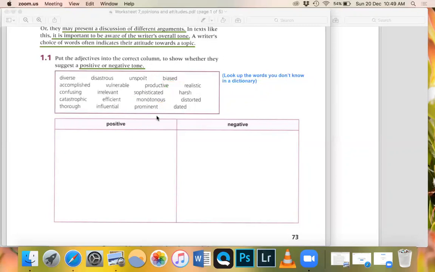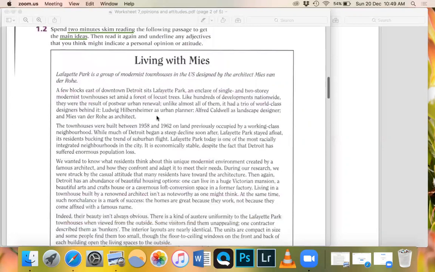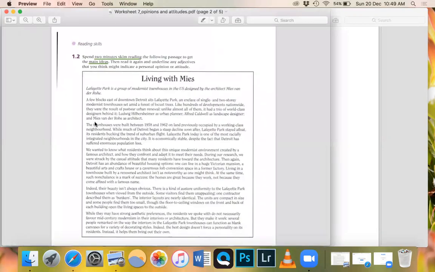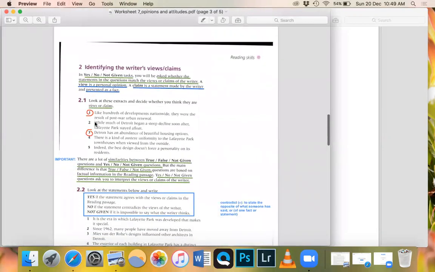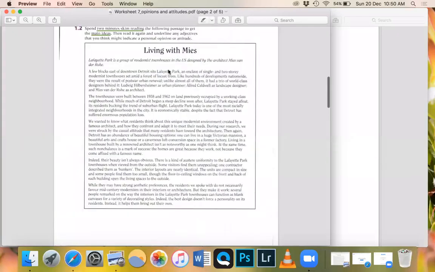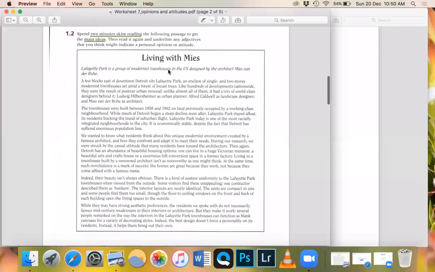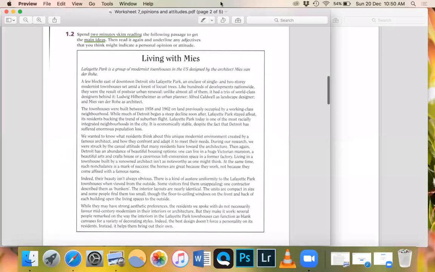Right, so let's have a look at a task that asks us to look at the writer's opinion. So we're going to be looking at a yes, no, not given task. Okay, so this is different from true, false, not given. Before we look at the task, let's just quickly read this article. Remember to have a look at the title, Living with Myers. So this is obviously an important name.